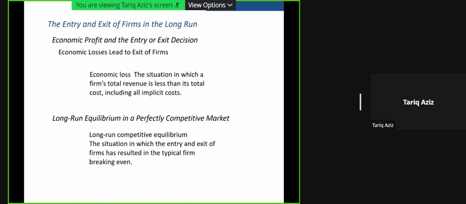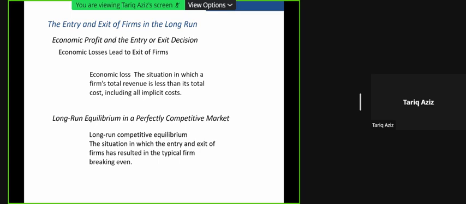And in the long run, an equilibrium will be achieved, where a single firm will neither make any abnormal profit, it will just break even. This will happen in a perfectly competitive market in the long run. So in a perfectly competitive market, no firm can make economic profit for a long period of time.